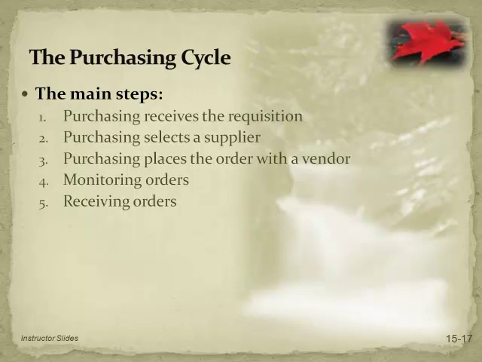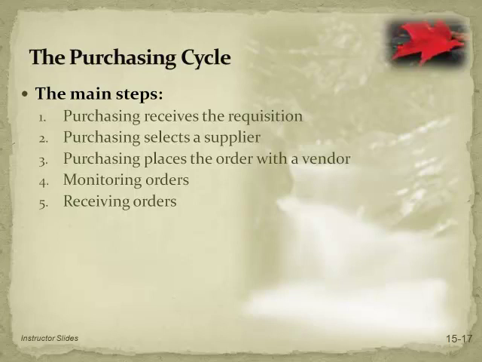The buyer will then look to see if we have any approved suppliers for this particular material, and if we do, he will contact that supplier or that vendor and place a purchase order with that vendor. He will monitor the order to make sure that it is in fact received, and then our receiving department will receive the order.